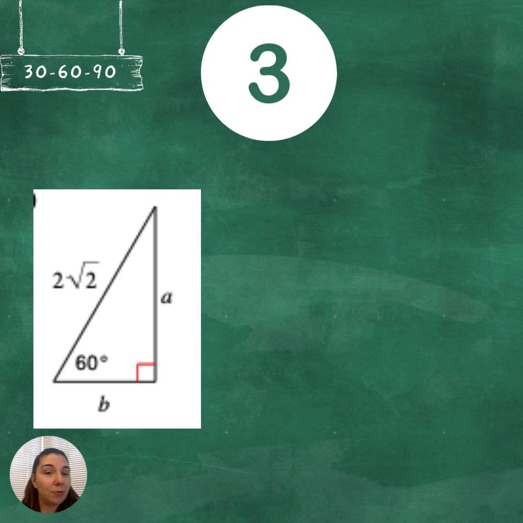Okay, problem number 3. In problem number 3, you are given a side that says 2 radical 2. You need to solve for A and B. You can see that one angle is marked 60 degrees, the other angle is a right angle, so you can assume the top angle is 30 degrees. And as I said before in the last 2 weeks' practice problems, if you are not provided with the short side, you must solve for that first.